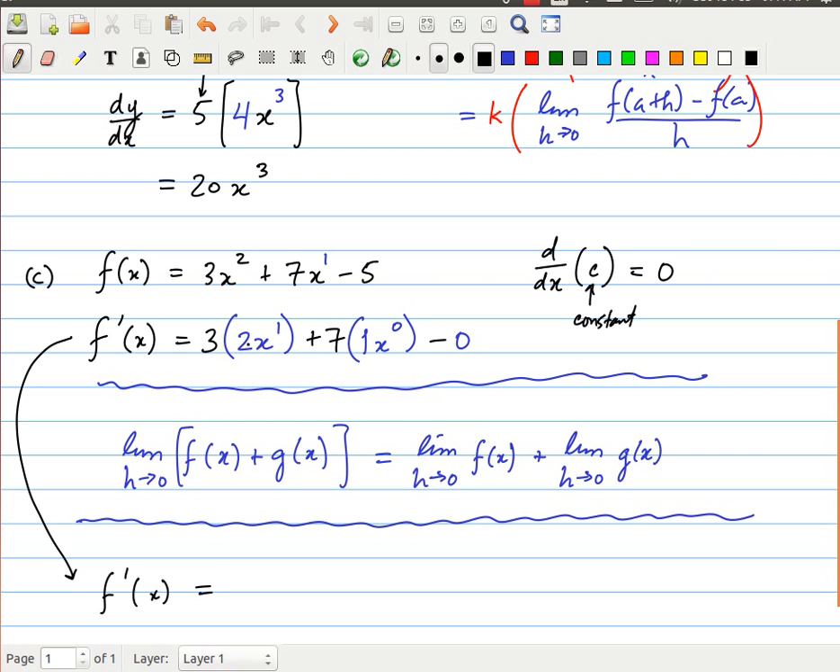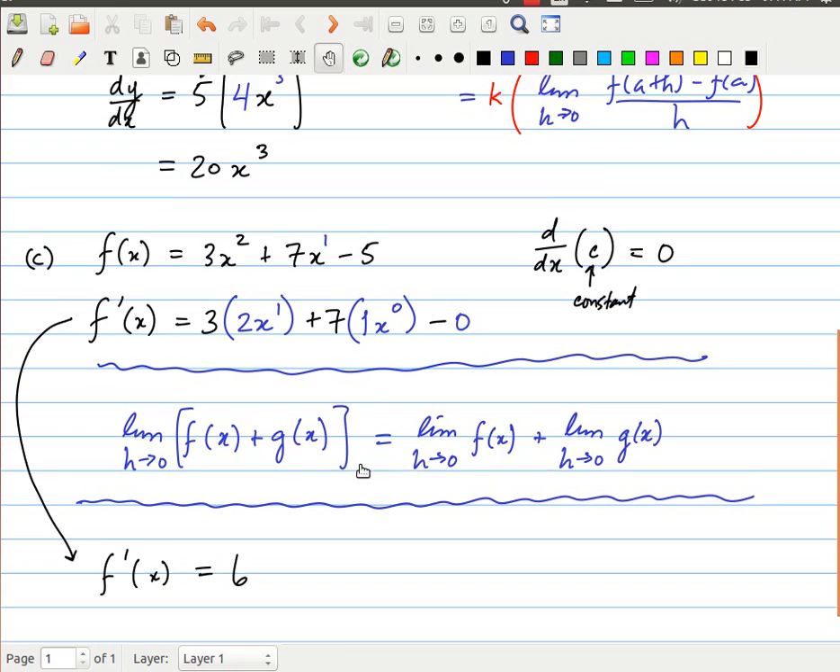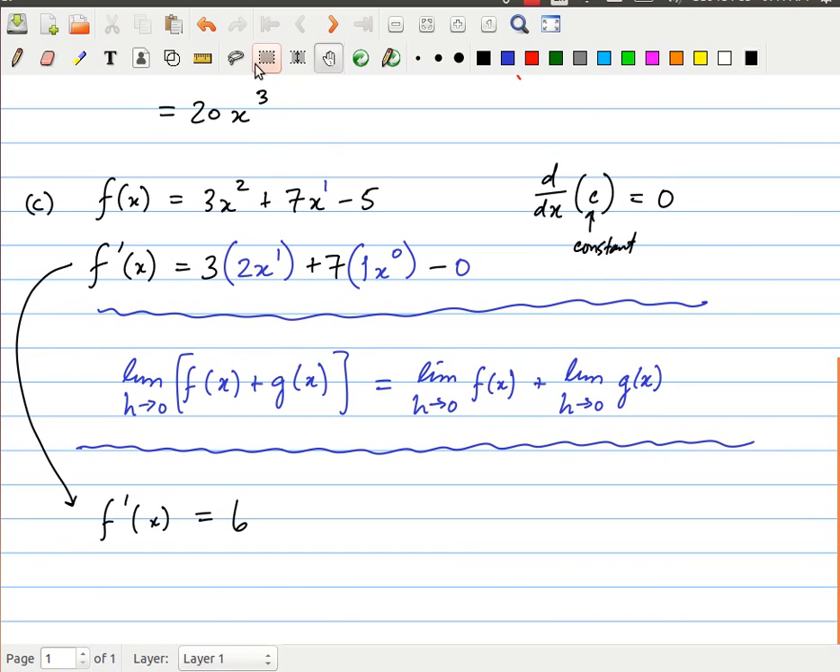We've got 3 times 2 times x to the 1, so 3 times 2 is 6. And x to the 1, we wouldn't normally write the x to the power 1, so we just write that as a 6x. We've got 1x to the 0. Well, plus 7 times 1 is simply 7, and x to the 0 is equal to 1. And again, we wouldn't normally write that, or we would multiply it into the 7. And the same thing, we don't normally write the 0, so we end up in this case with the derivative 6x plus 7.